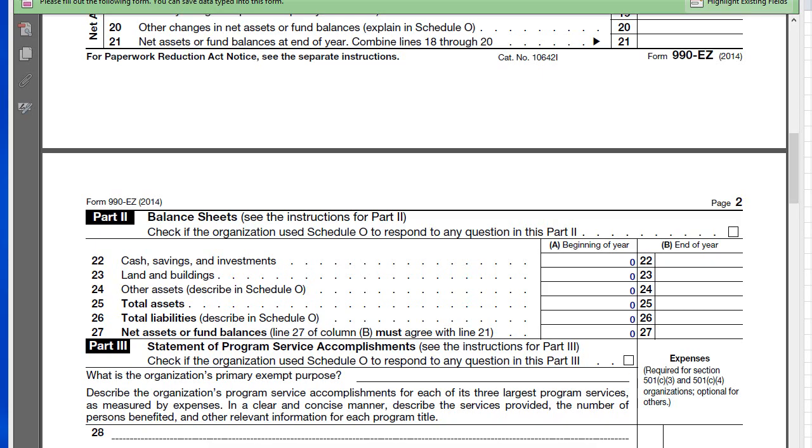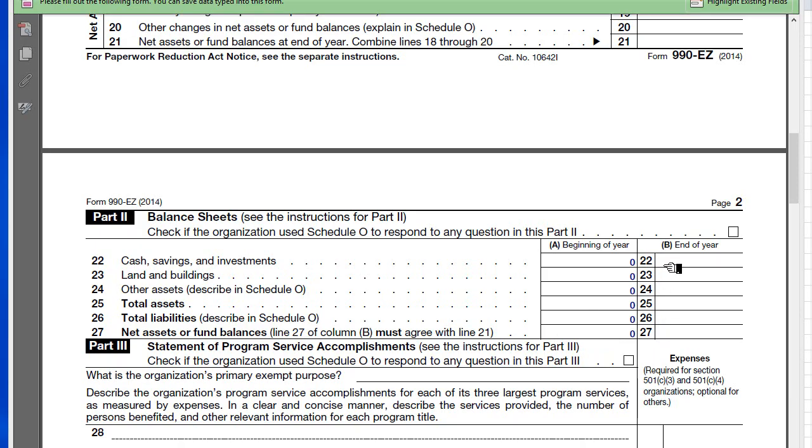Okay, we are going to talk about the balance sheet on Form 990-EZ and how this works. As you can see, the balance sheet is very abbreviated on the 990-EZ. It's at the top of page 2. You have cash, savings and investments. You have land and buildings, other assets, total liabilities, and net assets on line 27. And that's it. That's the balance sheet. It's a rather odd arrangement.